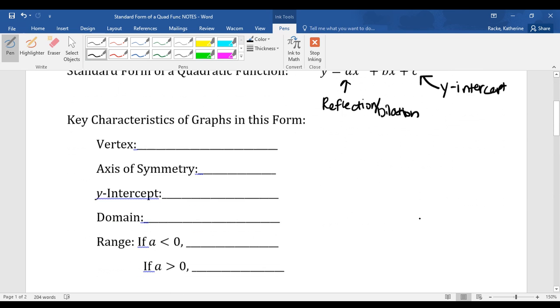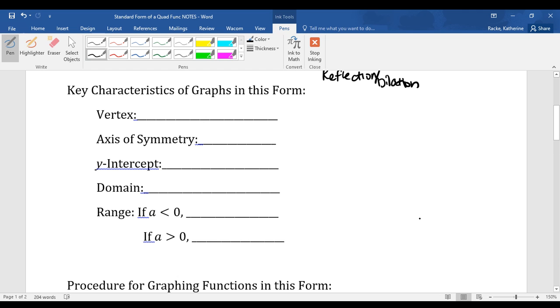Key characteristics of graphs in this form. The vertex is going to be, you have to find x and y individually. So x is negative b divided by 2a. So you would plug in your a and b values and solve for x there. Once you solve for x, you need to substitute x into the equation to find your y value. So substitute in the x value after you've solved for it.